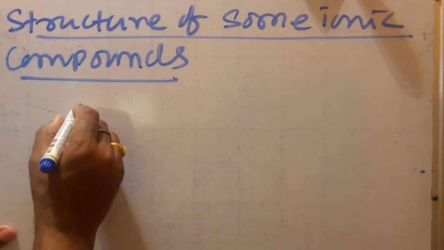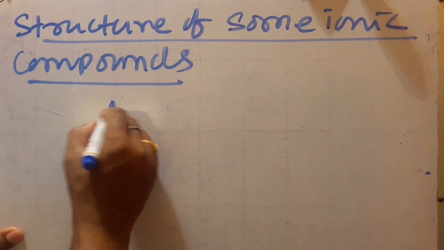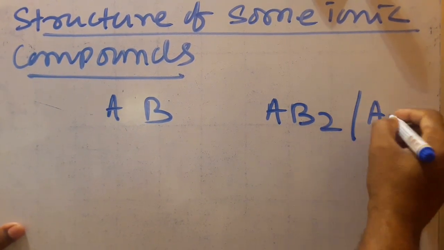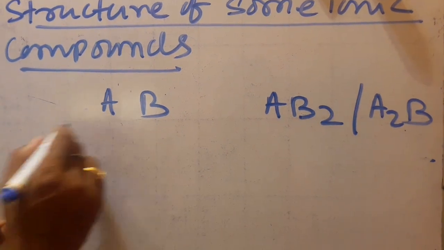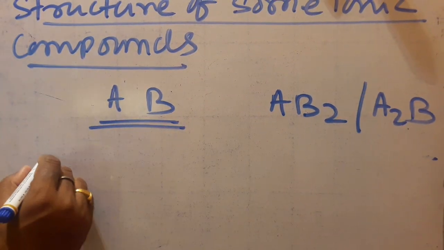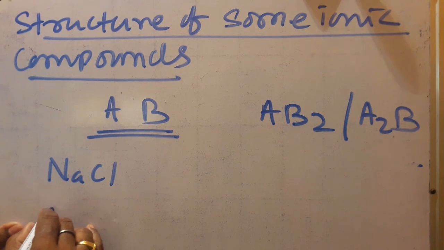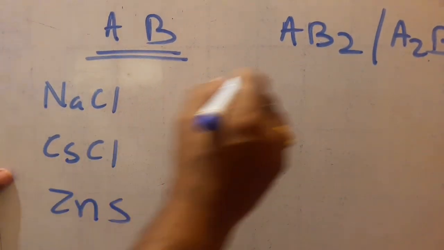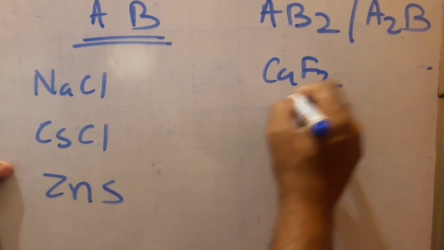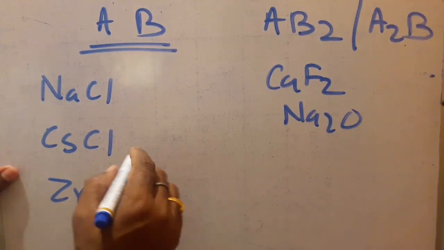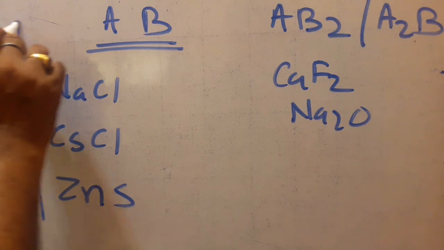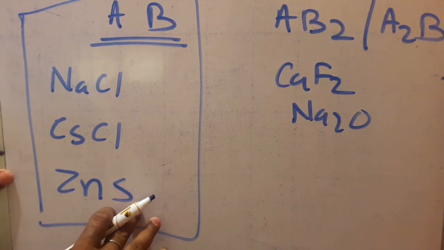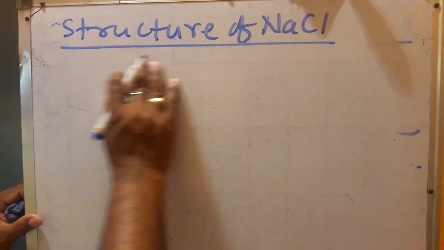Now some of the ionic compounds, simple ionic compounds, may be categorized as AB type compounds, AB2 type compounds or A2B type compounds. In AB type of compounds you can have NaCl, cesium chloride and ZnS, zinc blende. In the other category you have CaF2, Na2O, etc. And we will discuss these types of compounds, that is NaCl, CsCl and structure of ZnS. First of all, let us discuss structure of NaCl.